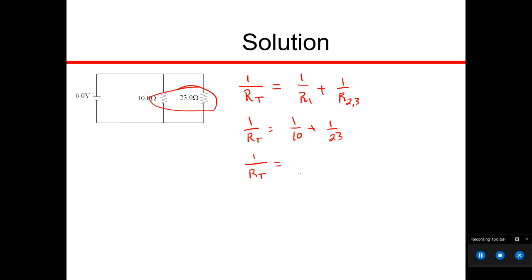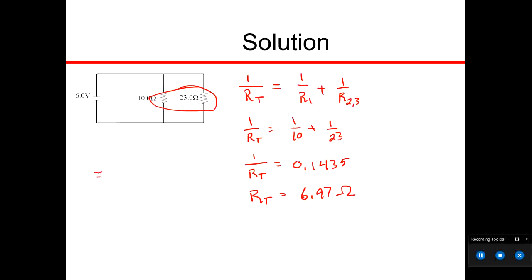Just to make things simple, I'm going to convert that to a decimal, which is approximately 0.1435. And then to get R, remember anytime we're dealing with parallel, it's 1 over our resistance. So we have to invert this. So take the other side and flip it. So it's 1 over 0.1453, giving us a total resistance of 6.97 ohms. So that's our entire resistance of the circuit.